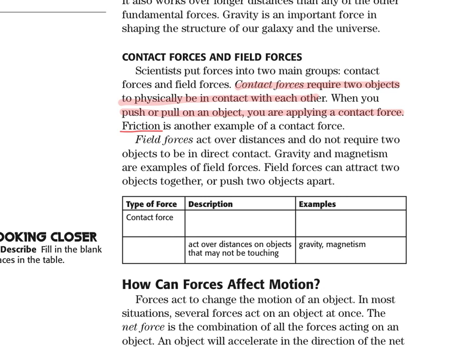Field forces act over distances but do not require 2 objects to be in contact. Think about when you were little, if you played with magnets. If you had 2 magnets and you faced them to their opposing forces, they would push away from each other, and you could actually push one magnet around without even touching it, right? That was the cool thing about playing with them that way. So what about gravity? I don't have to be touching anything, like I said before, for gravity to affect us. And so those are what we call field forces. And so therefore they are not going to have to be in contact with anything.